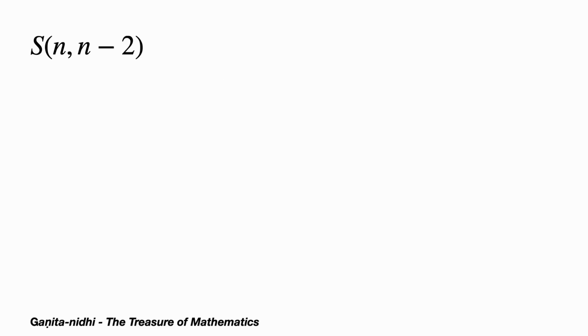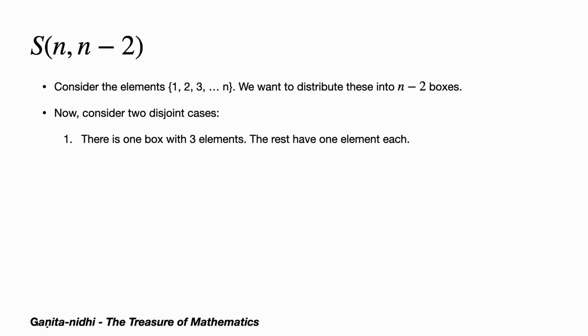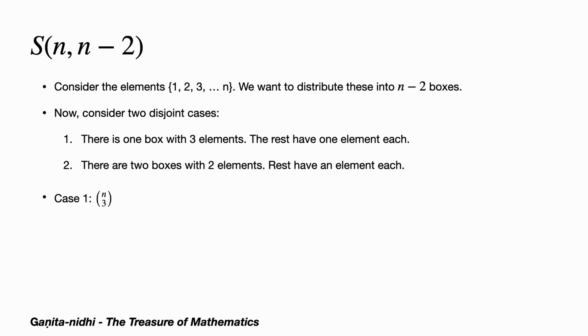Now let's calculate n subset n minus 2. Again, we consider the set of natural numbers from 1 to n. We want to distribute into n minus 2 boxes. Again, let's consider 2 disjoint cases. In the first case, there is a box which will have 3 elements, and the rest will have 1 element each. And the second case is there are 2 boxes with 2 elements, and the rest will have 1 element each. Now case 1 is about choosing 3 elements from n elements. So that is n choose 3.